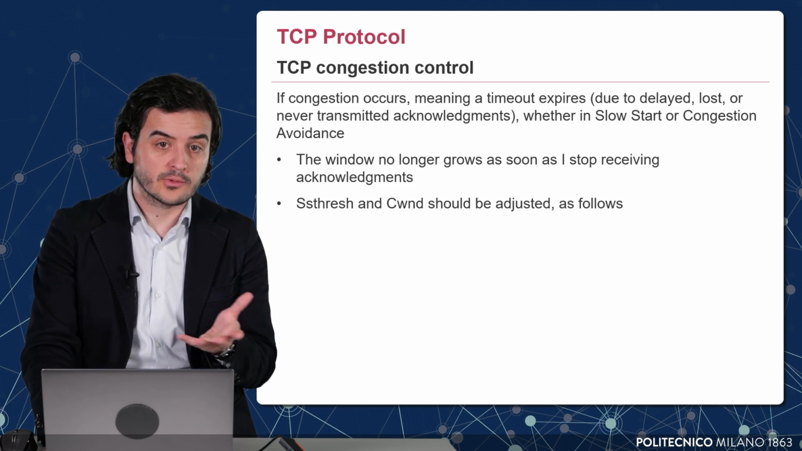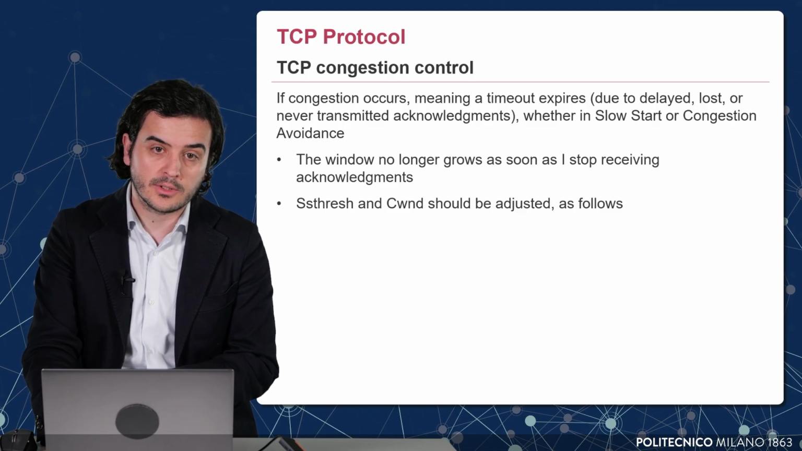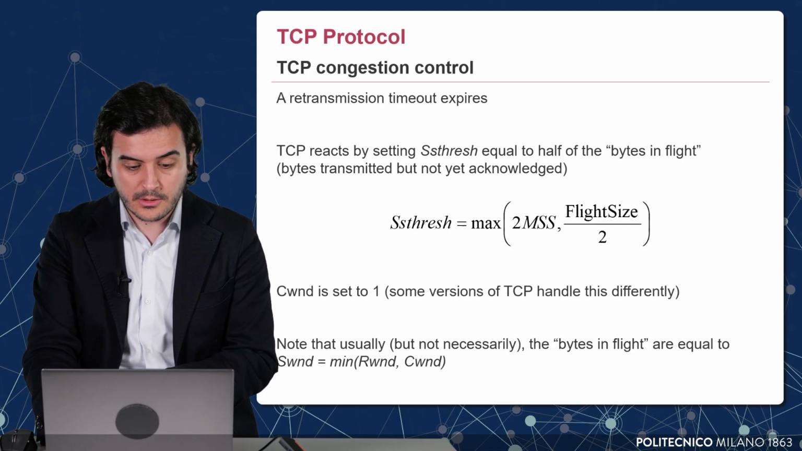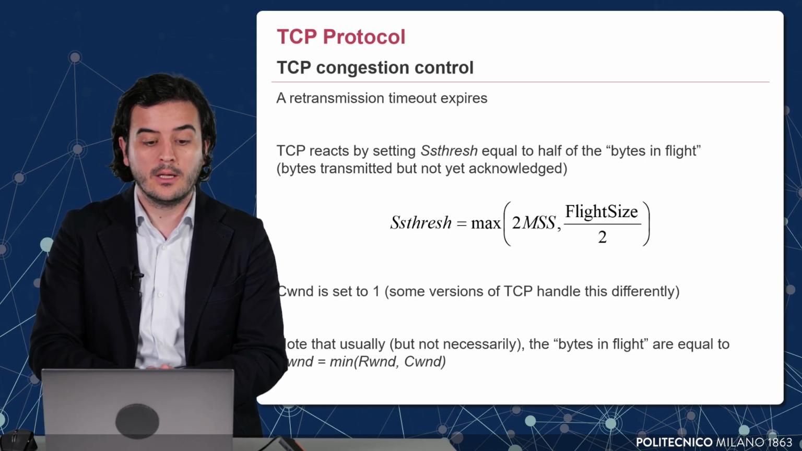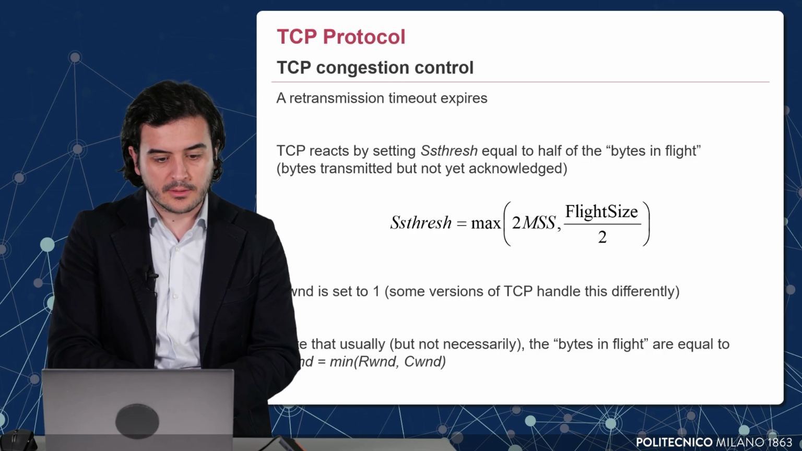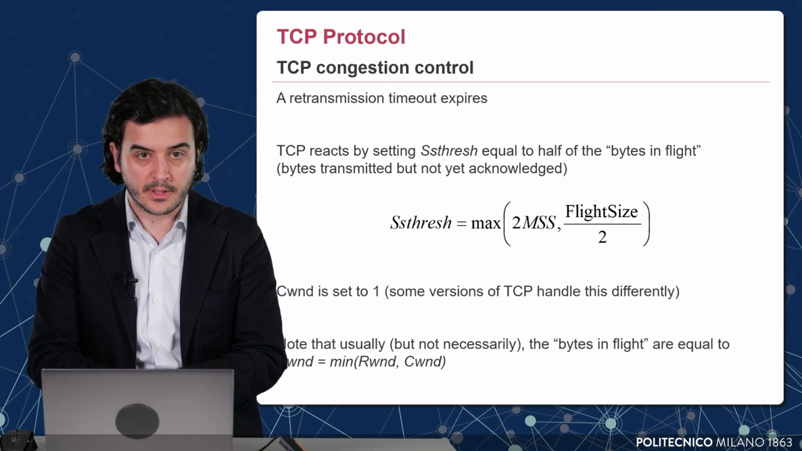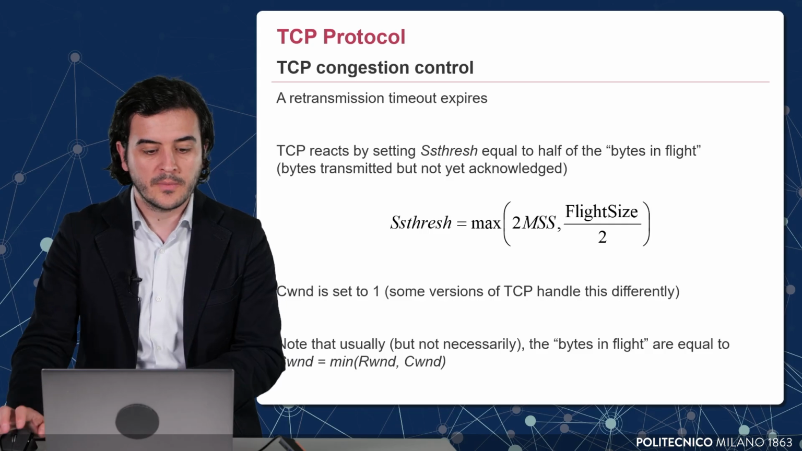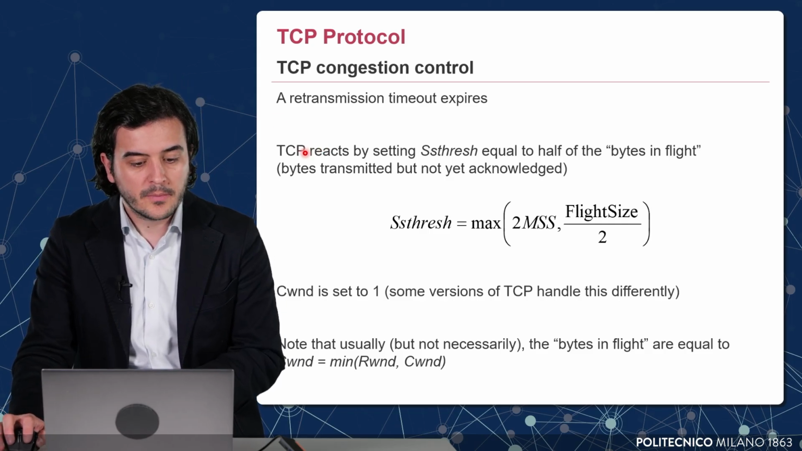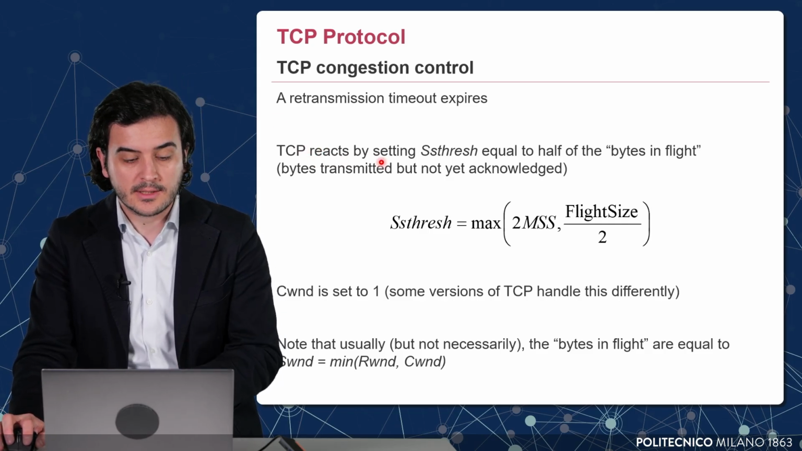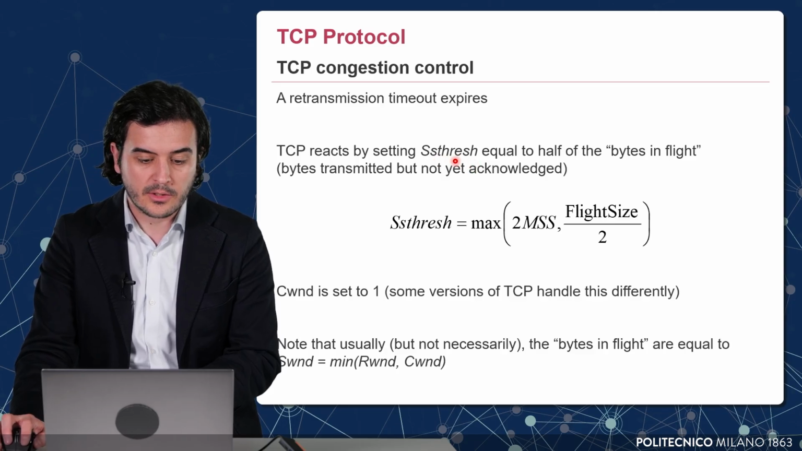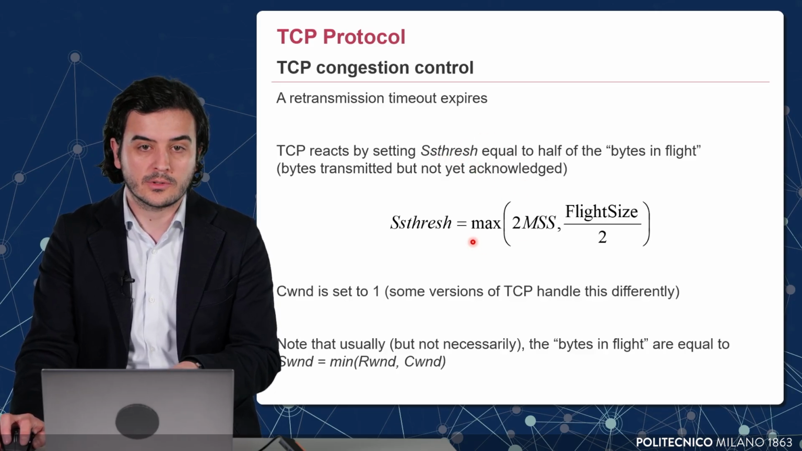The rules as to how the SS threshold and the congestion window are adjusted are the following. We start from the assumption that a retransmission timeout expires, so there is a segment which is lost. Then TCP will react by setting the value of the SS threshold according to a certain formula.